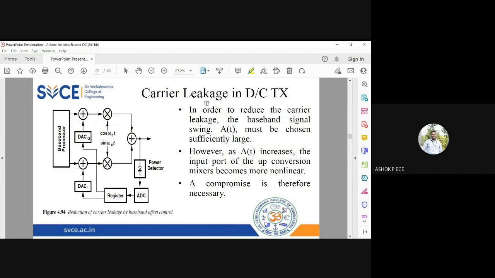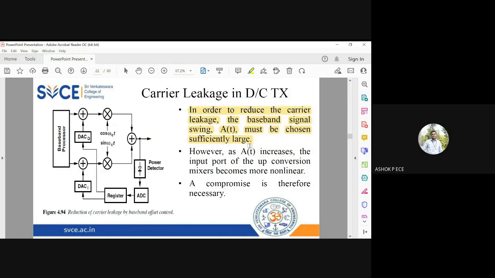AOT. So how to reduce carrier leakage? I'm going to use this architecture. You can see I have a processor which will supply the necessary inputs. I'm going to take the power detector in order to reduce the baseband signal. A of T must be chosen very large. A of T is going to be your actual input signal.